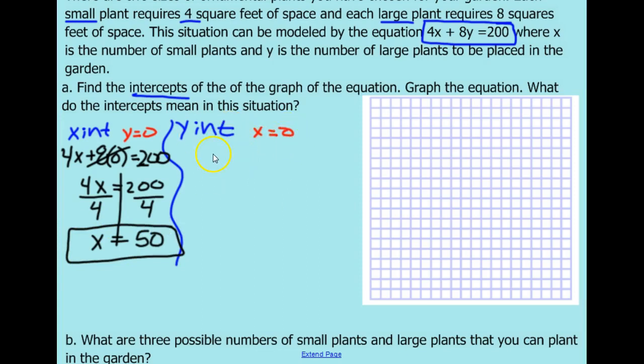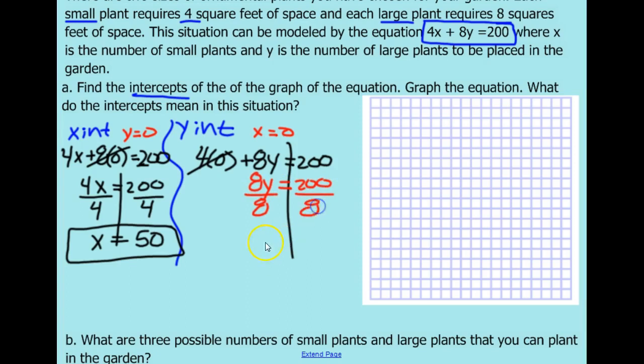And same thing over here, plugging in x is 0, so 4 times x, which is 0, plus 8y equals 200. Well, that's just 0. So we have 8y equals 200, and divide by 8. 200 divided by 8 should give us a nice 25.